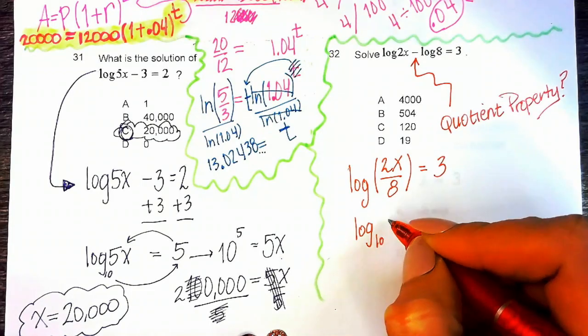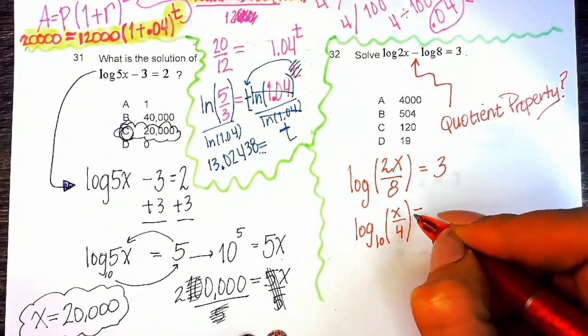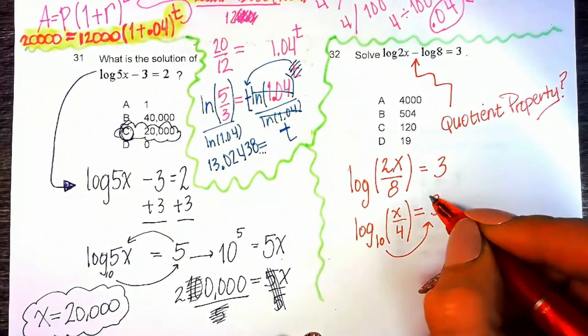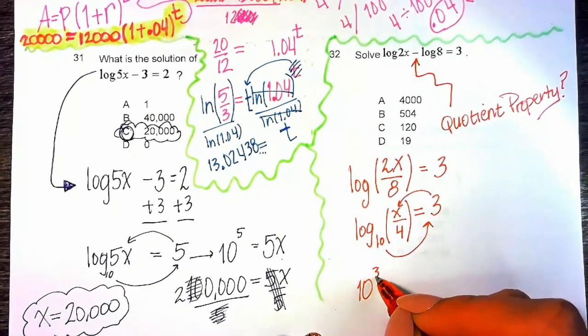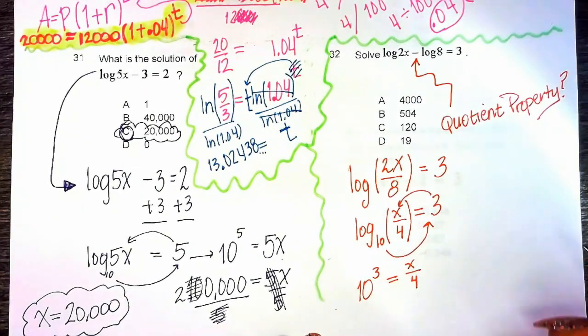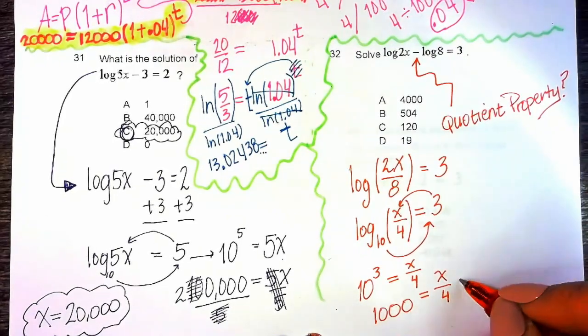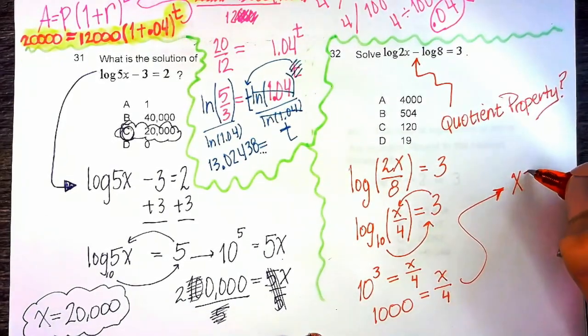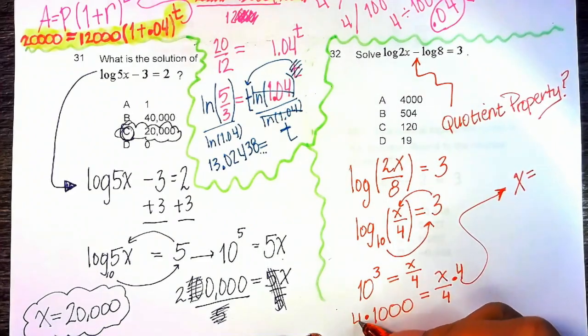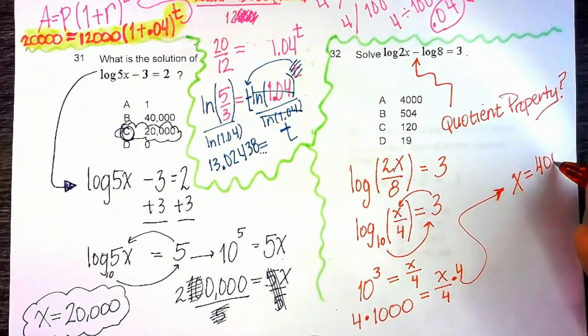3. Again, like mentioned before, we really have a base 10 to that logarithm, and we're going to rewrite from logarithmic form into exponential form. 10 to the third equals x over 4. 10 to the third is a 1 with 3 zeros, 1,000. 1,000 equals x over 4. Multiply both sides by 4, and x equals 4,000.